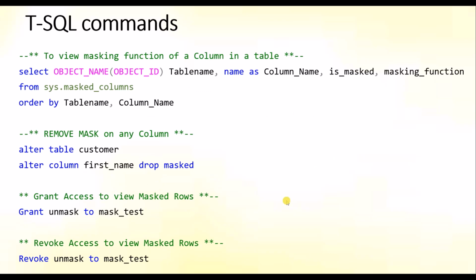Let's see a few t-SQL commands. So here I have four t-SQL scripts. First one is how to view the masking function of a column in a table, and how to remove the mask for an existing column, and how to grant access to view the masked rows, and how to revoke access to view the masked rows. So let me show you.